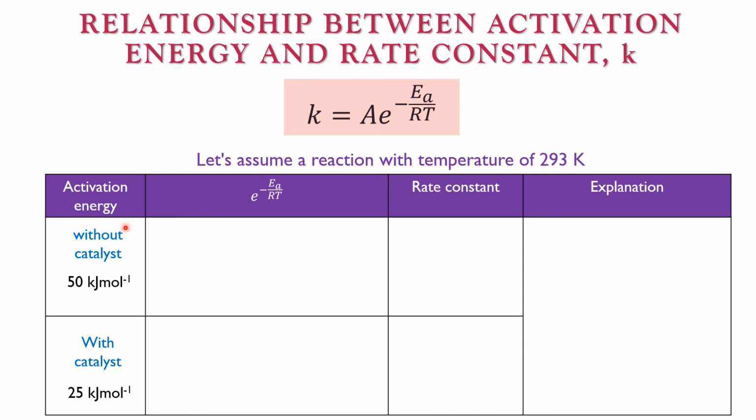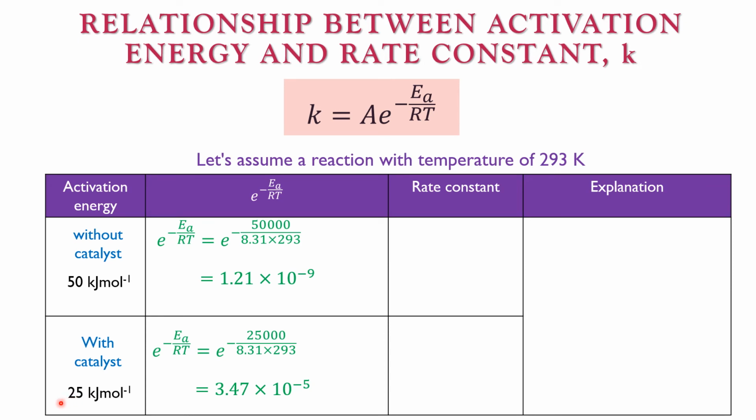The first reaction is conducted without catalyst with activation energy 50 kJ per mole. So the value of exponent negative EA over RT is 1.21 times 10 power of negative 9. The second reaction is conducted with catalyst with the value of activation energy 25 kJ per mole. So the value of exponent negative EA over RT is 3.47 times 10 power of negative 5. So here we can see when the reaction is conducted without catalyst and the activation energy is higher, the value of exponent negative EA over RT is lower. When the reaction is conducted with catalyst and the activation energy is lower, the value of exponent negative EA over RT is higher.